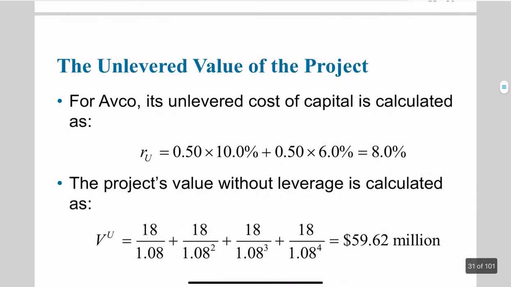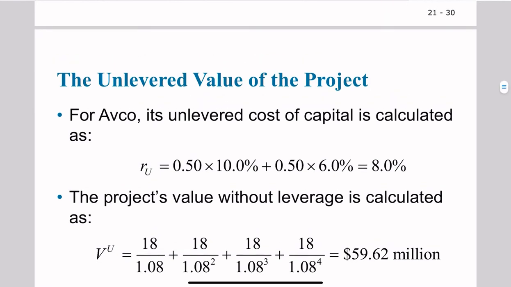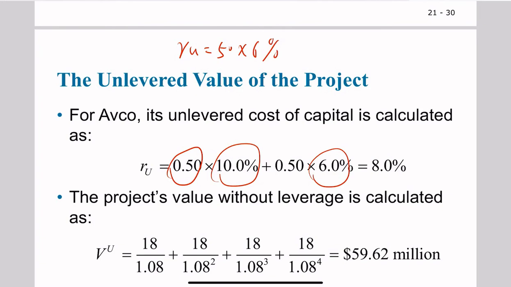Okay, now let's go back to the Avco example. So first, let's calculate Avco's unlevered cost of capital. Remember that we know that the firm's debt to value ratio is always 50%. And we also know that the firm's cost of equity is given as 10%. And its cost of debt is also given as 6%. So you can see that RU would be pretty much the debt value ratio times the debt cost of capital plus equity value ratio times equity cost of capital. And this gives us 8%.